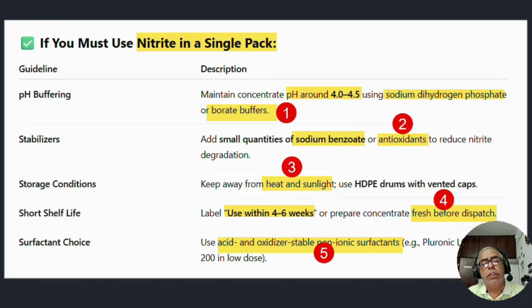Then surfactant choice. This is another aspect where you can use acid and oxidizer stable non-ionic surfactants. You can use a Pluronic also. I can suggest it because I have already experienced using this Pluronic. It gives better results also, but it should be in low dosage.